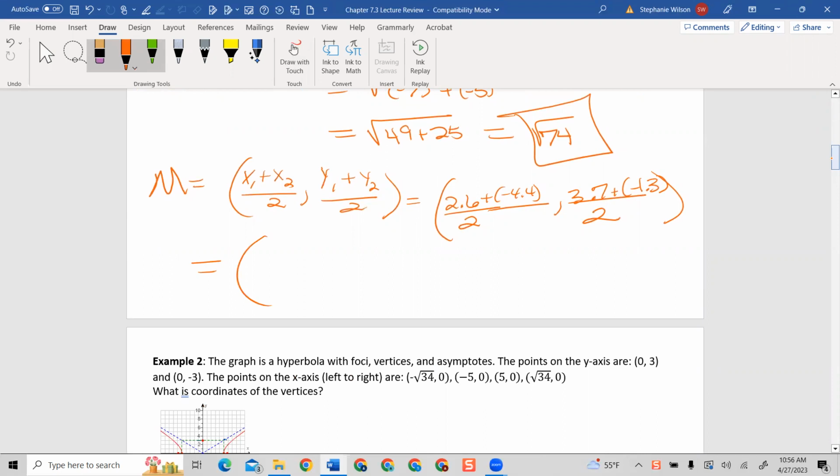So what do we got? 2.6 minus that 4.4 divided by 2. I get negative 9/10. 3.7 minus 1.3 divided by 2. I get 6/5. And that's my midpoint. All right, let's go to our next example.